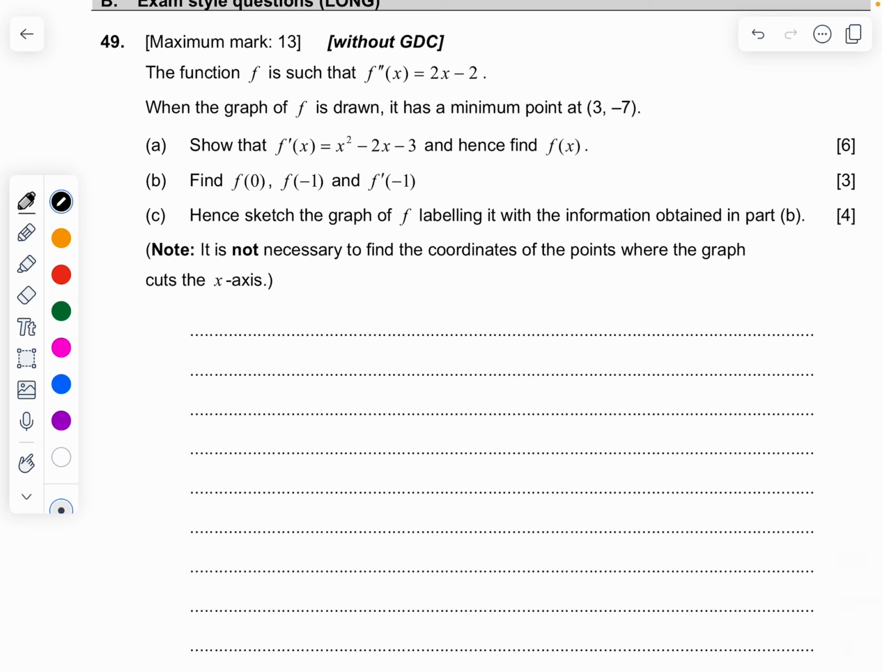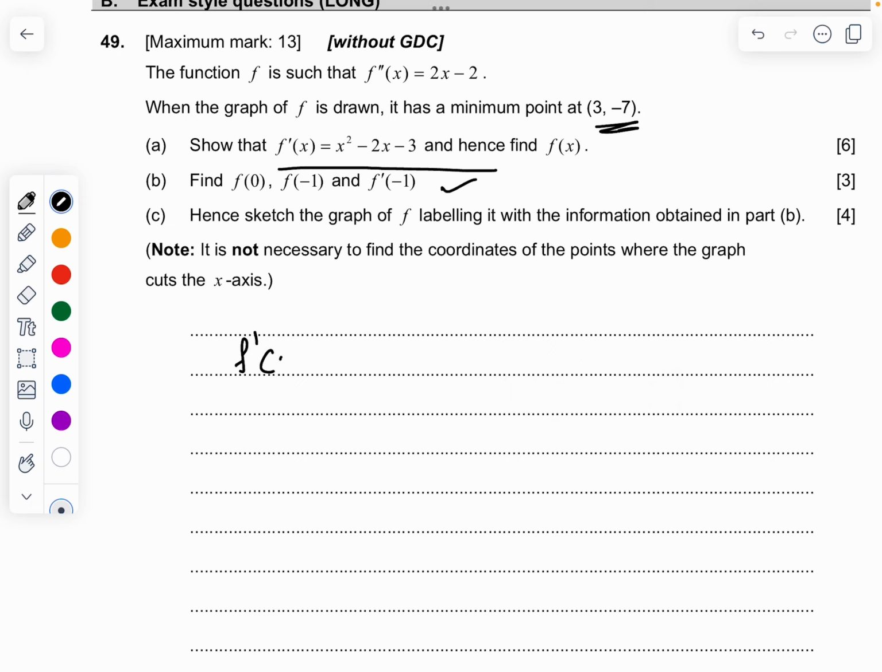Question number 49. f double prime x is given. The minimum point is (3, -7). Show that f prime x is given, and hence find f of x, f of 0, f of minus 1, f prime of minus 1, and hence sketch the graph. So it's a total 13 marks question. So f double prime x is given.